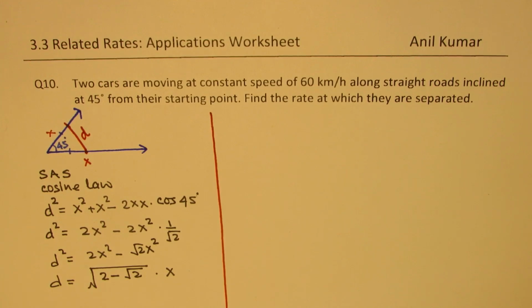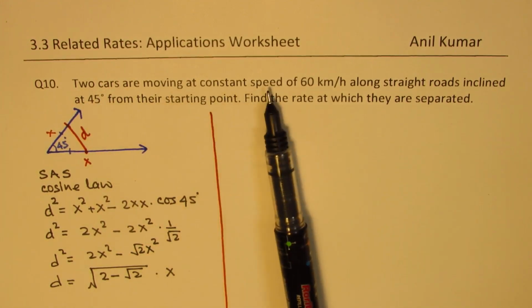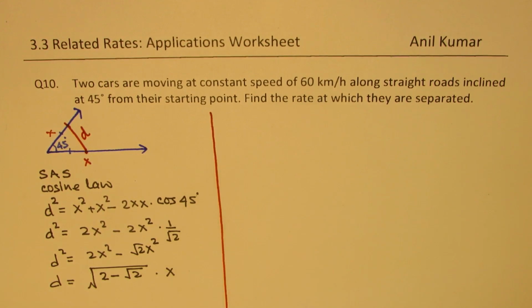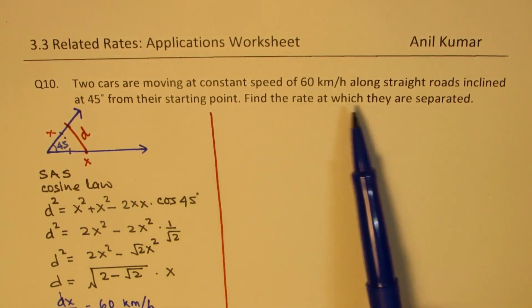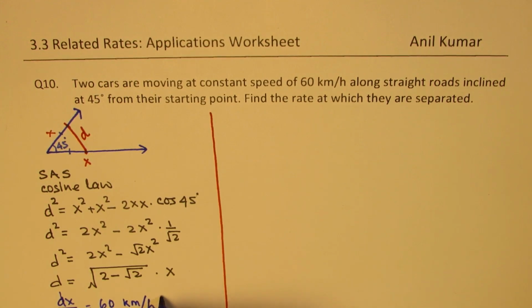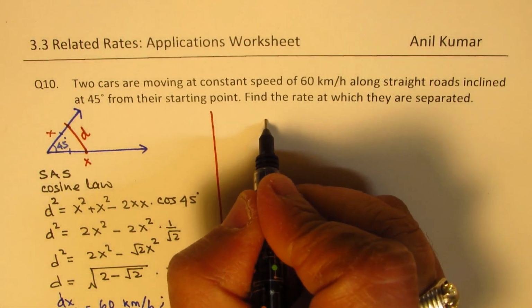Correct? Now we are saying two cars are moving at a constant speed of 60 kilometers per hour. So that really means that the change in distance dx dt is 60 kilometers per hour. Clear? So we know the change in distance, and we need to find the rate at which they are being separated. So we really need to find d, the distance d which we took here, over dt, a general expression. Is that clear to you? So that is the question for us. Okay, so now we know the relation, so let's find the derivative.